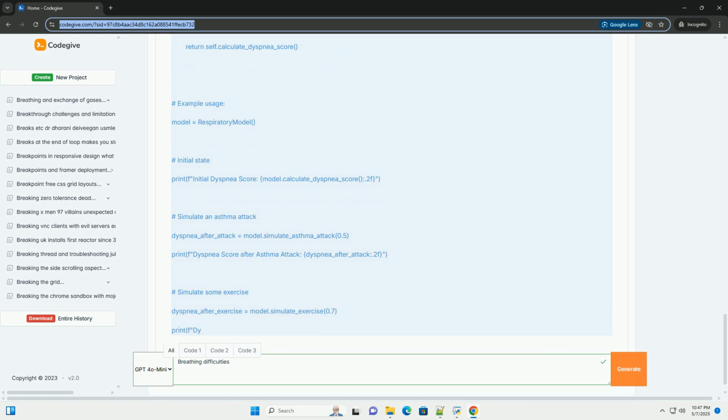Pulmonary causes, related to the lungs. Asthma: chronic inflammatory airway disease characterized by reversible airflow obstruction, bronchial hyperreactivity, and inflammation. Symptoms include wheezing, coughing, chest tightness, and shortness of breath. COPD, chronic obstructive pulmonary disease: a group of lung diseases, primarily emphysema and chronic bronchitis, that cause airflow obstruction. Smoking is the leading cause. Symptoms include chronic cough, sputum production, and shortness of breath.